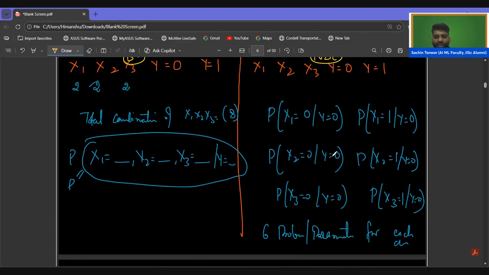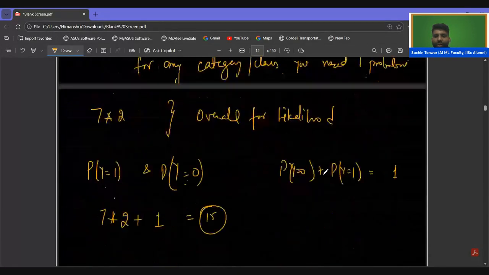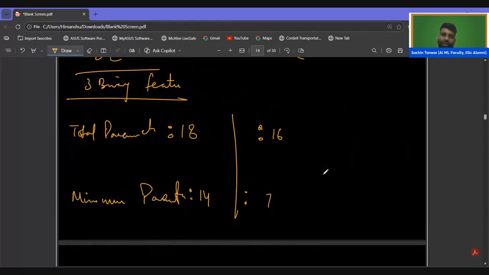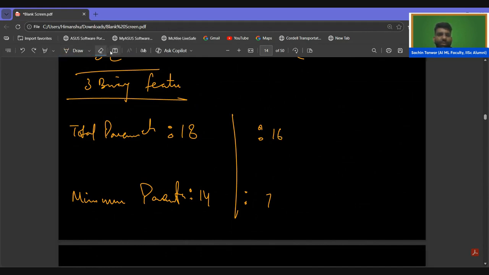6 into 2, yeah, it was 14. It was 14. So you can see over here, my bad. That if I talk about minimum parameters, it reduces from 18 to 14 and it reduces from 14 to 7.